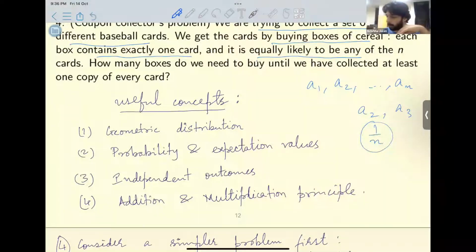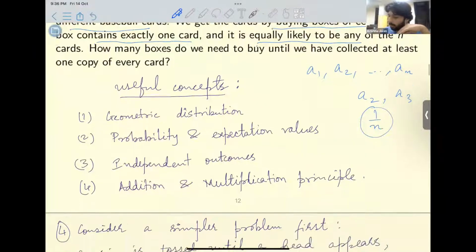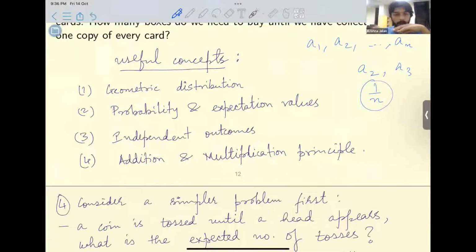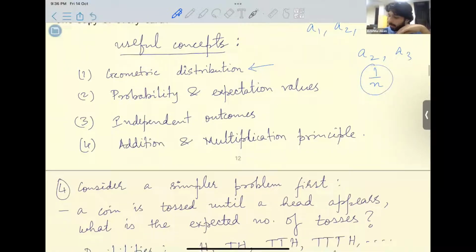Okay, that's the problem. Something that you'll need to solve this problem is something called a geometric distribution, which I'll explain right now. Then you need the notion of a probability. So probability is the favorable number of outcomes, let's say you want A2, so there is only 1 favorable outcome, right? And then divided by the total number of outcomes, which is n in our case. And then you need something called the expectation value, which I'll explain.